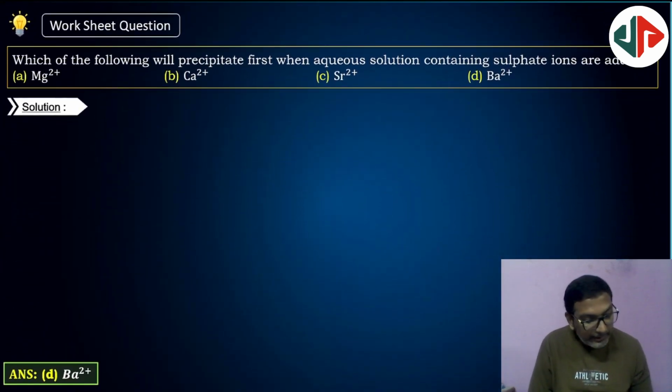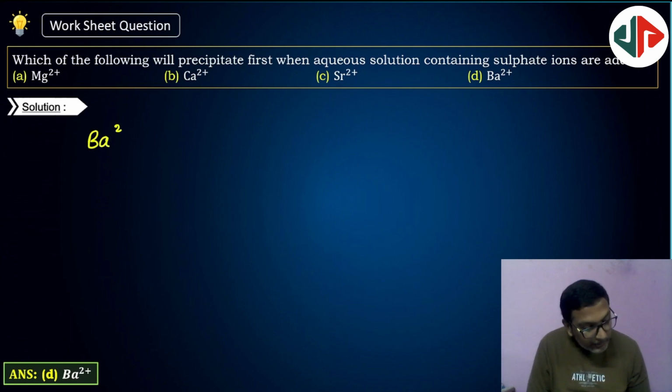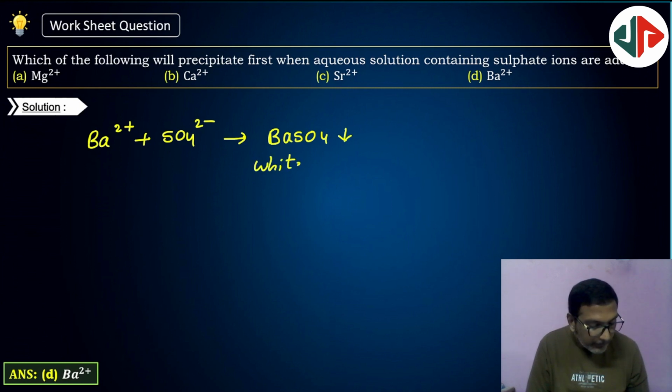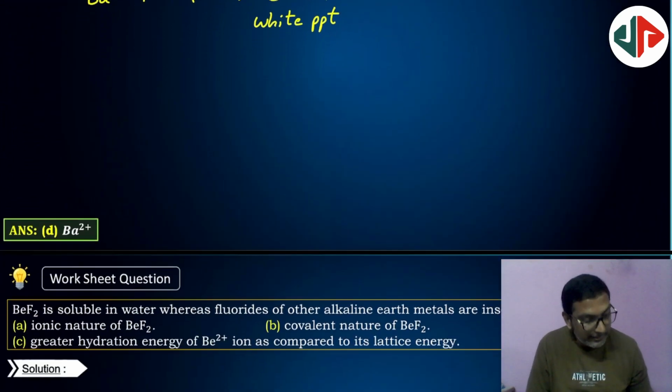Which of the following will precipitate first when an aqueous solution containing sulfate ions is added? So Ba2 plus reacts with sulfate ions to form BaSO4 white precipitate. This is the confirmation test for sulfate ions. Option D, Ba2 plus. Next.